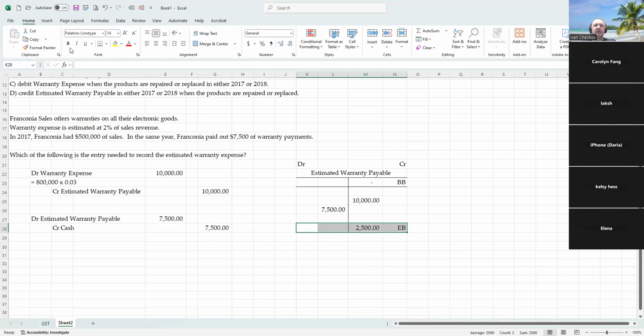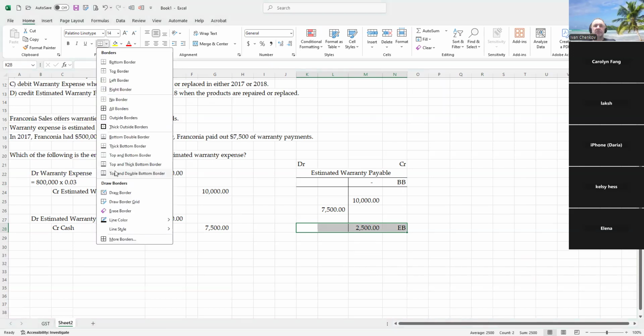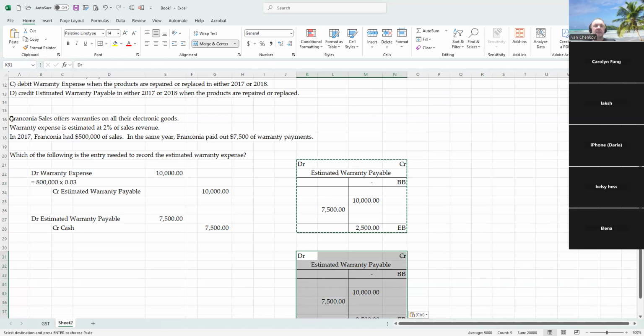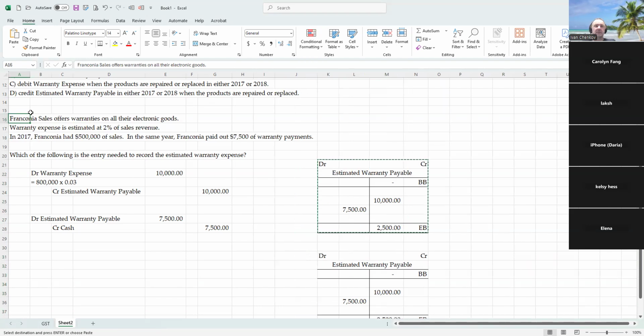So, shall we add a little bit more to this question to make it more interesting? This was the first year. Let's keep going and see what's going to happen in the second year. I'm going to grab this one now and change it a little bit.